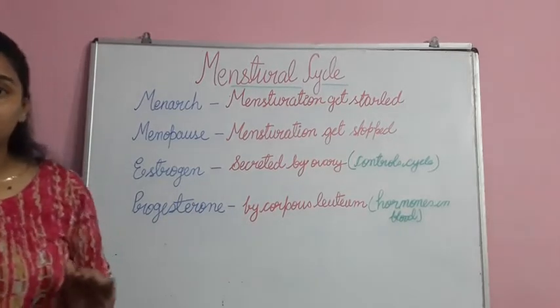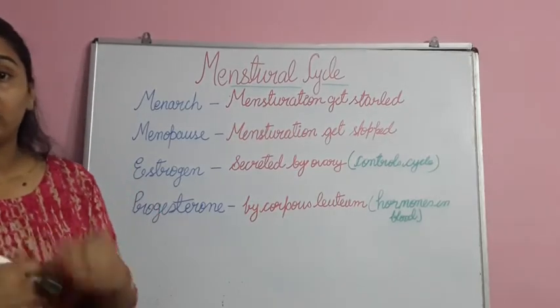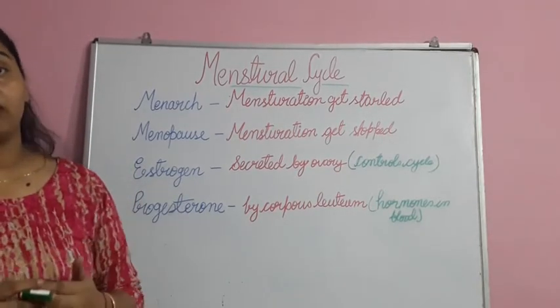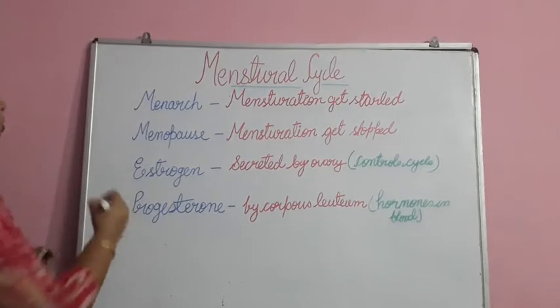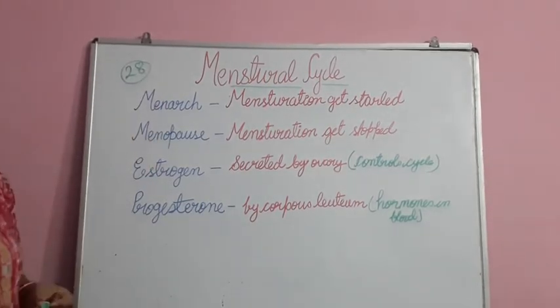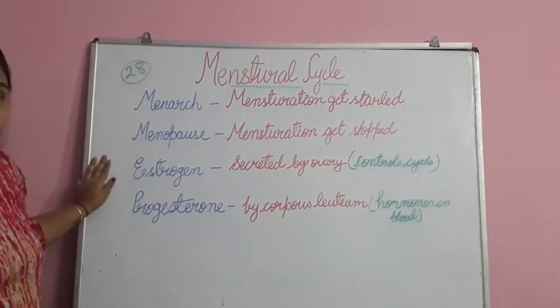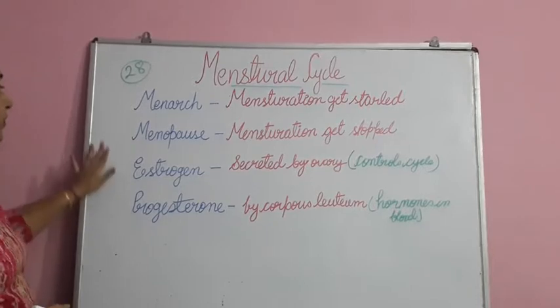In the human female, this cycle repeats at a time interval of 28 days. So within 28 days, this cycle repeats itself. Alright, let us see some terms for this, then we'll further start.